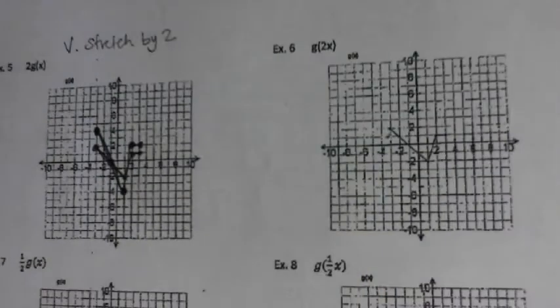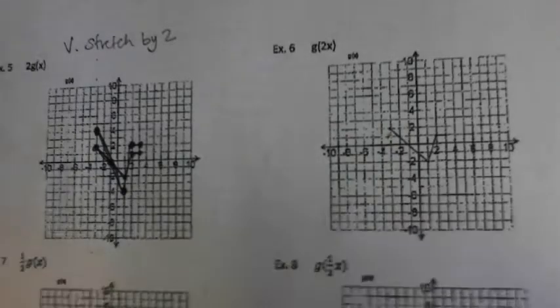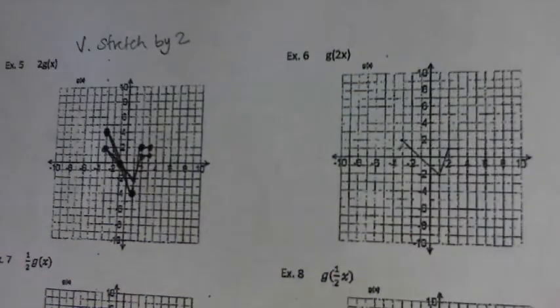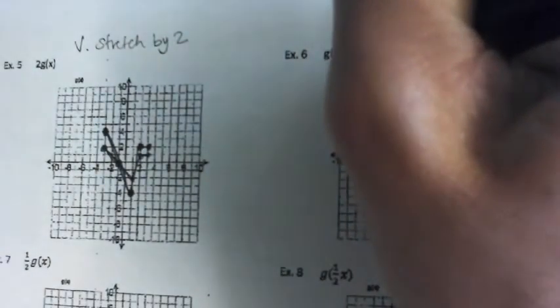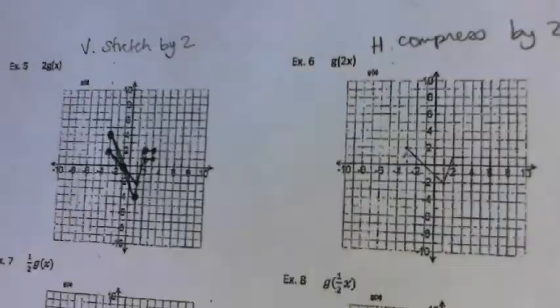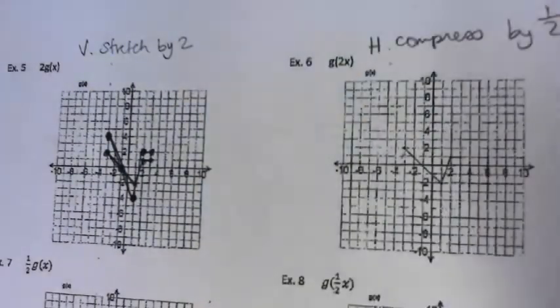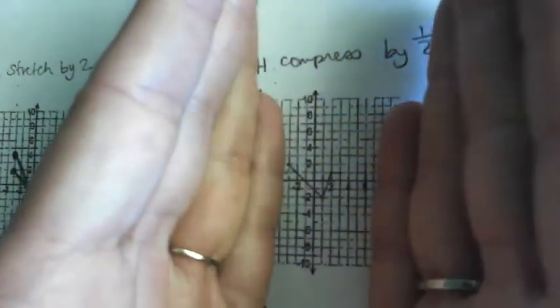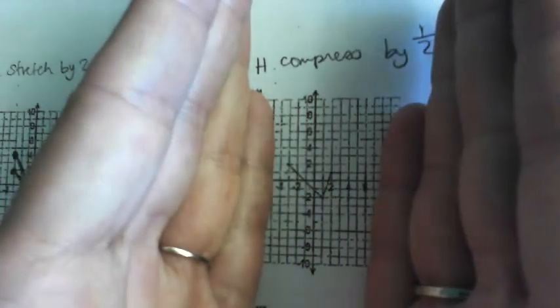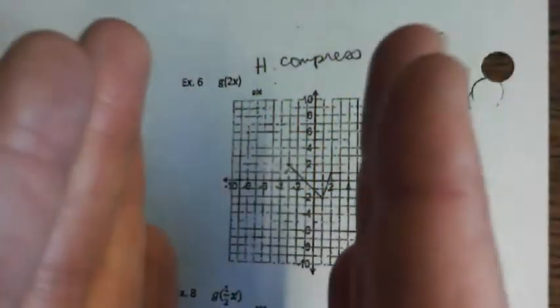Exercise 6. Sierra with C. Describe that for me. What is it? Horizontal what? Very good. Horizontal compress by 2. Or by a half, really. Does that make sense to everybody? So if you're compressing it horizontally, whatever distance it currently is away from the y-axis, we're going to half that and smush it inwards. Yes?